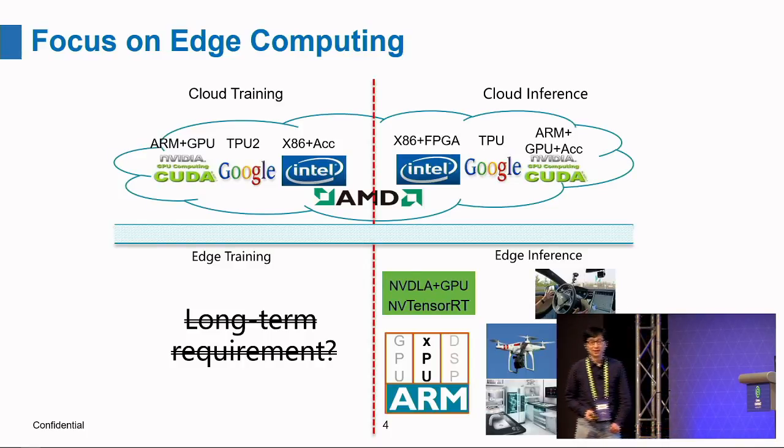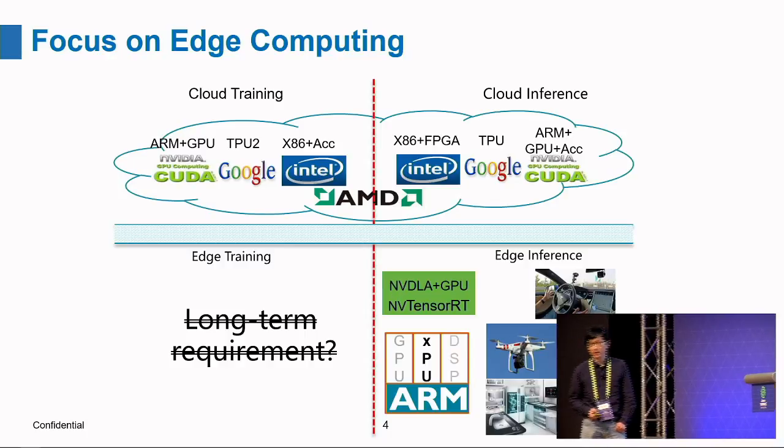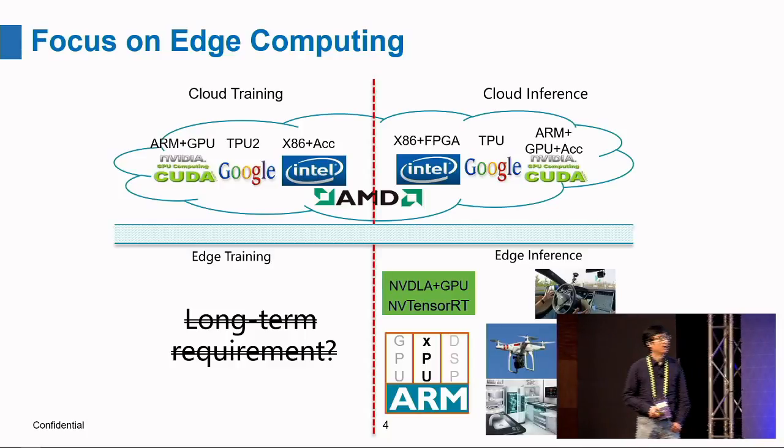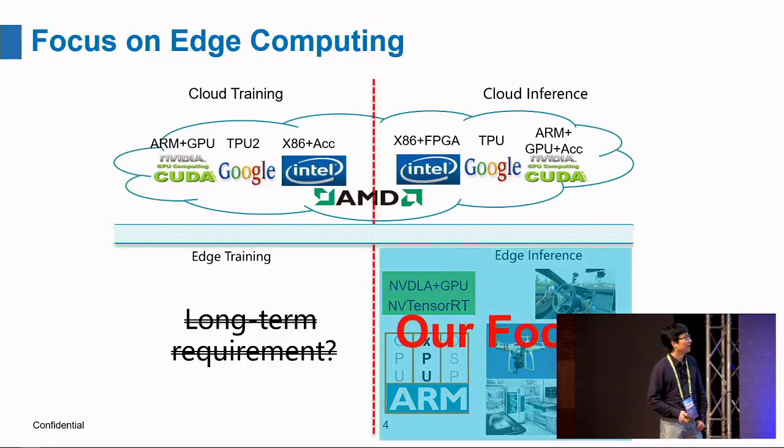This is a general idea about AI. It includes training and inference. Also have cloud and edge. We focus on edge inference. So far, we haven't seen any requirements about edge training. Our focus on also is based on ARM's solution, because our background.